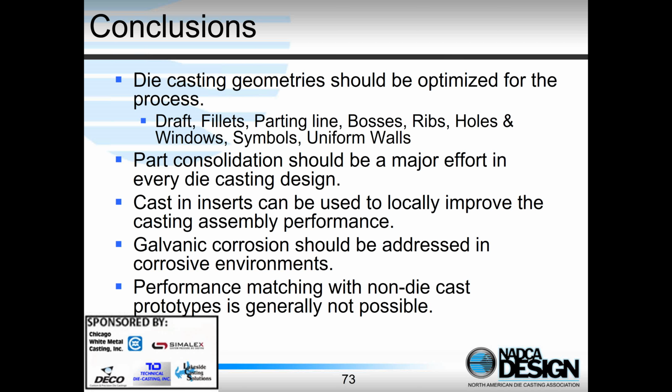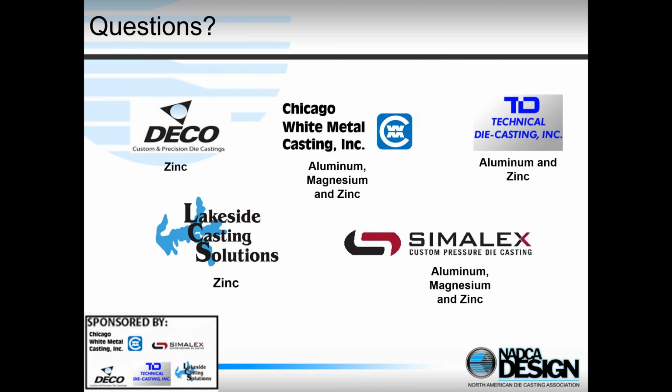We talked about the use of cast-in inserts if we want to improve the performance. Galvanic corrosion, if we've got two dissimilar metals, needs to be addressed. And then if we were looking at prototype die castings, there are ways to do that to get close to the performance, but you're not going to totally get the performance of die castings. So again, we've got time for questions. If you have any questions, please feel free to type them.